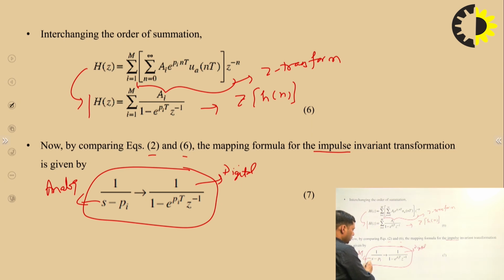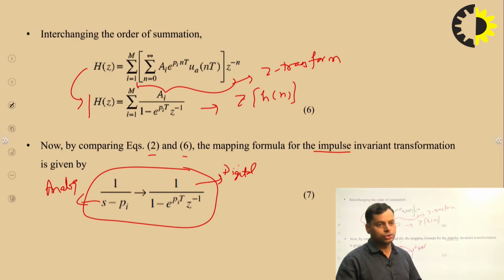That means the same function, when converted into a digital filter by the impulse invariant method, the 1 upon pole will be converted in the digital domain by this function, 1 upon 1 minus e raised to the power p i t z inverse. Now this is simply a conversion from S to Z domain. Now what about its frequency transformation? How will the frequency be converted?